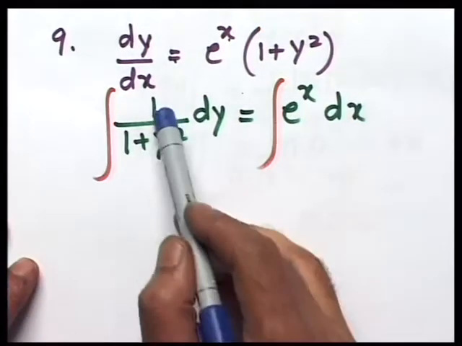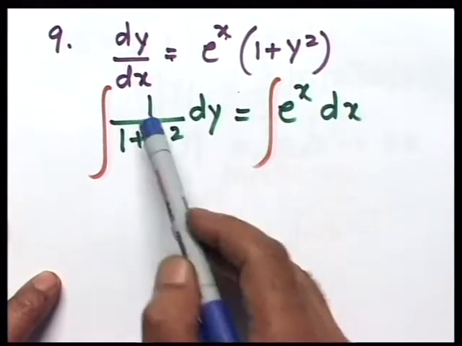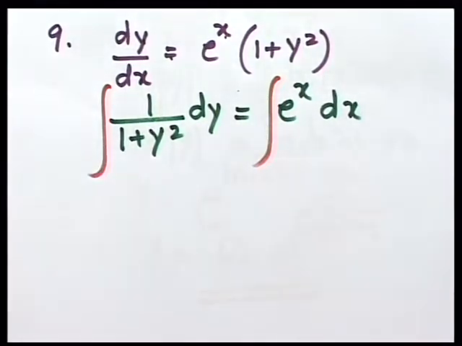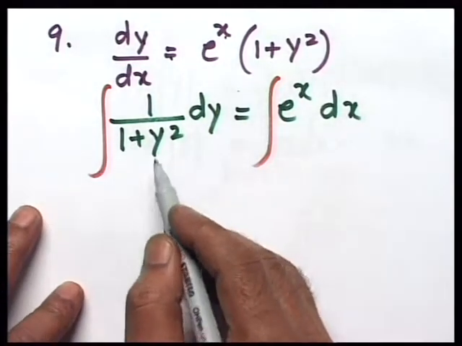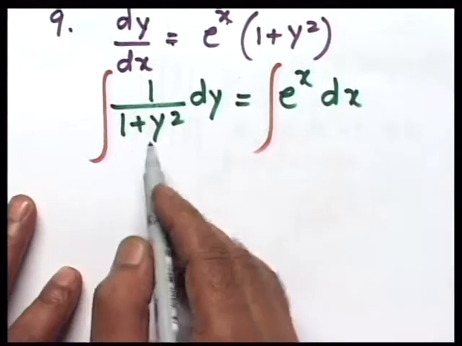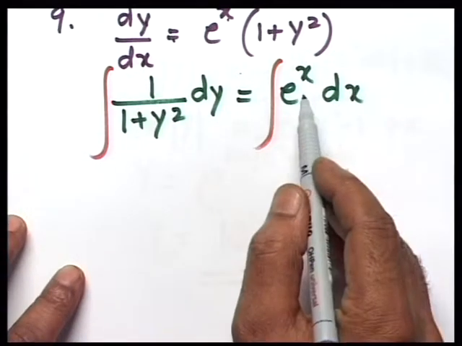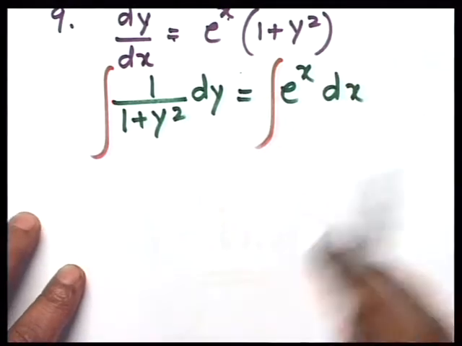Okay, so it's 1 over 1 plus y square. Now, how do we integrate this? That's very important, right? We have to look at the substitution method. So I'm going to solve only this. I will leave that for the last step, right?